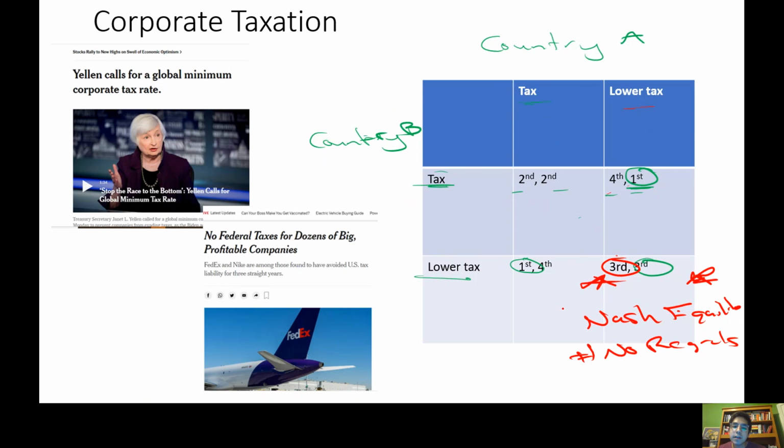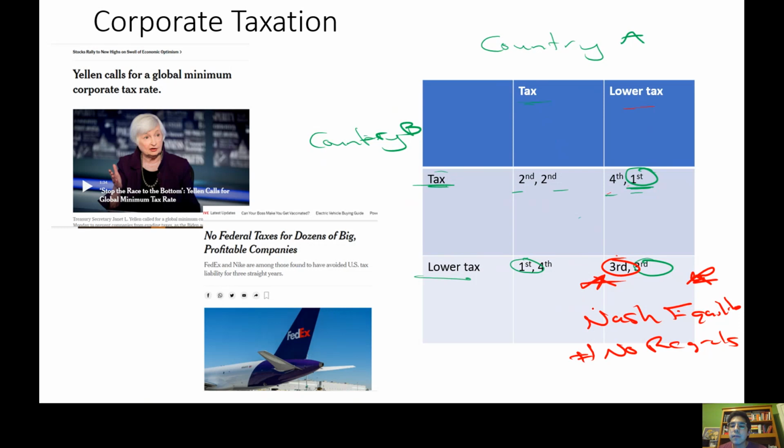So this is a very rudimentary tool, right? A very rudimentary tool that we can use to sort of think about this race to the bottom of corporate tax rates around the world. But it's helpful nonetheless, right?